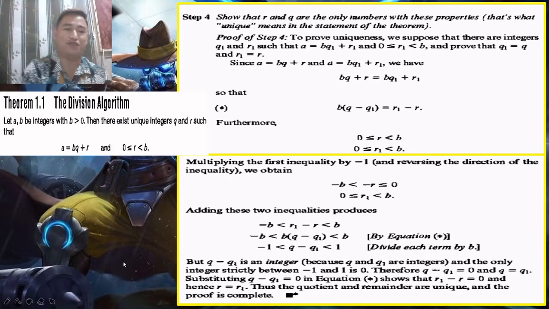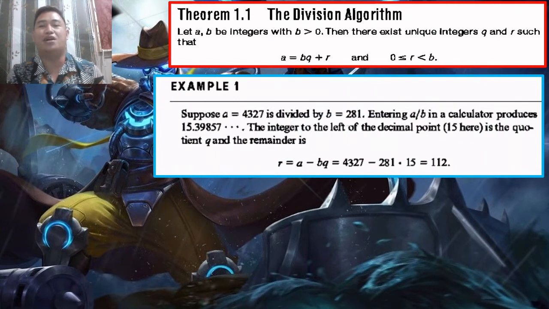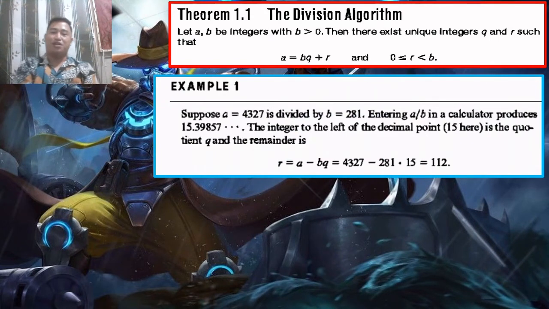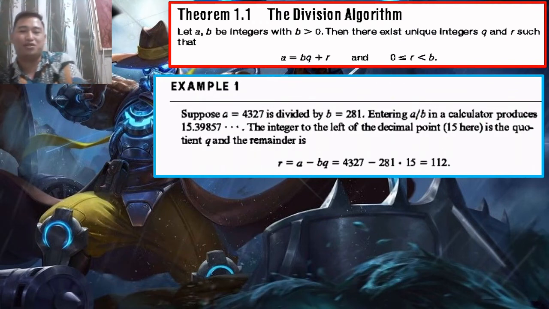Dana atong proof. Wala naman tayo show direct class. Okay, ibalik nato class ang division algorithm. Another example number 1. So suppose A is equal to 4,327 is divided by B, which is equal to 281.